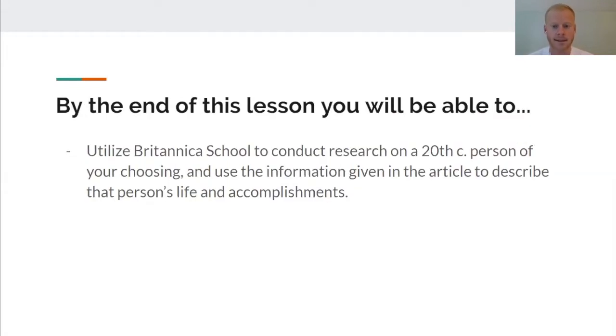So by the end of this lesson, you'll be able to utilize Britannica School to conduct research on a 20th century person of your choosing and use the information given in the article to describe that person's life and accomplishments. And 20th century here means anybody whose major accomplishments were between the years 1900 and 1999.